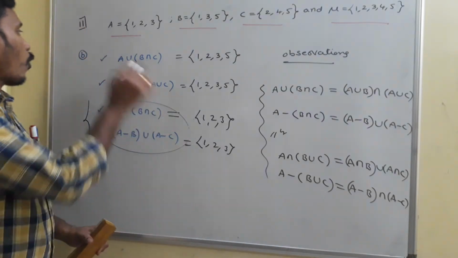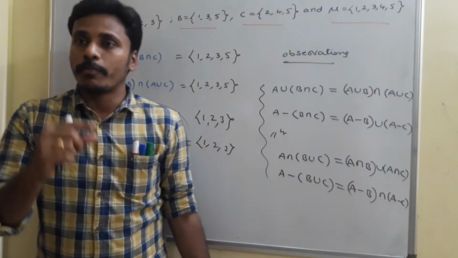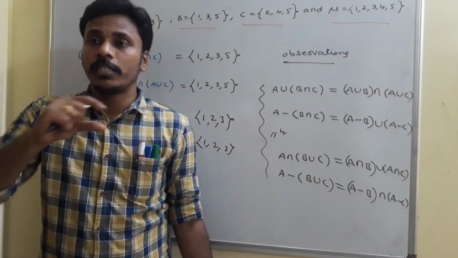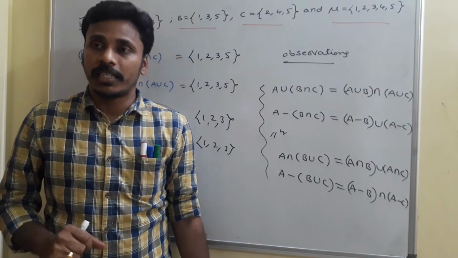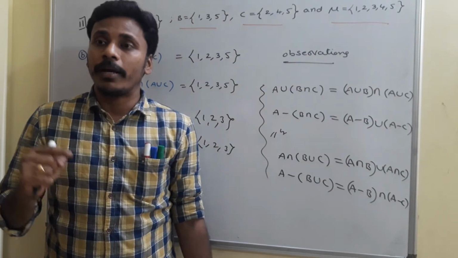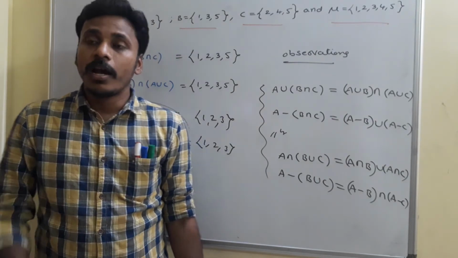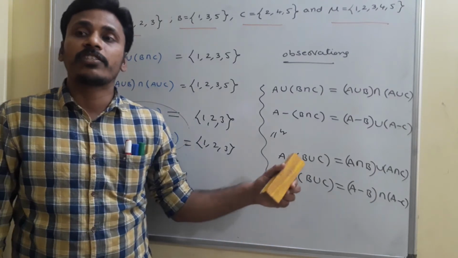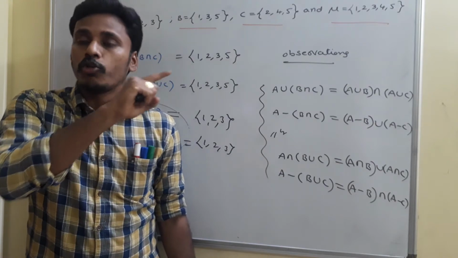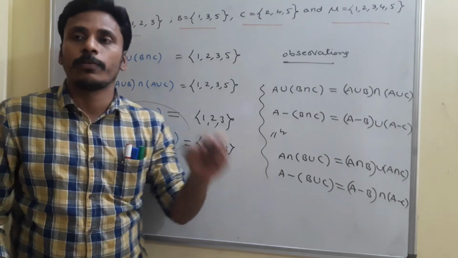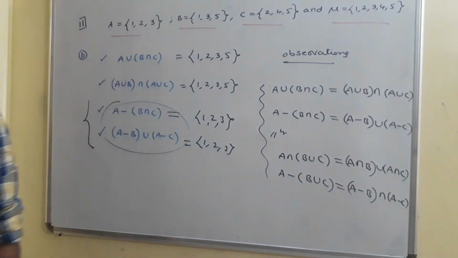In the previous point 11a, I mentioned some properties like A union B is equal to B union A, and A intersection B is equal to B intersection A. Those properties are called commutative properties, and these properties are called distributive properties. You just write the name there. They are commutative properties, and these are distributive properties. Just have a look.